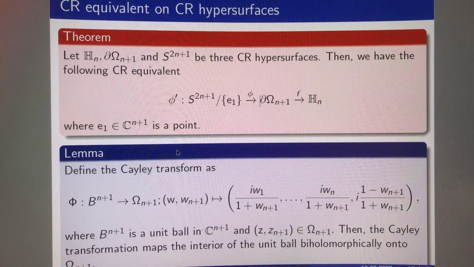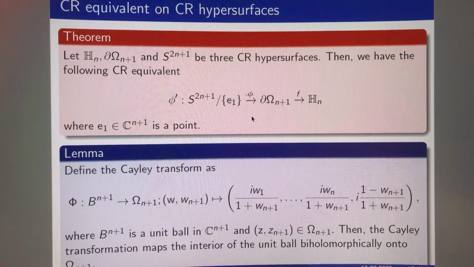We have to introduce the Cayley transform, and this is a biholomorphic mapping that maps from the unit ball to the Siegel domain, and by restricting to the boundary of the unit ball minus a point, we actually can have this little phi. So what we only need to do is calculate the push forward of this capital Phi. By simple calculation, you can verify that this little phi here is actually a CR isomorphism. In this way, we can prove the theorem.